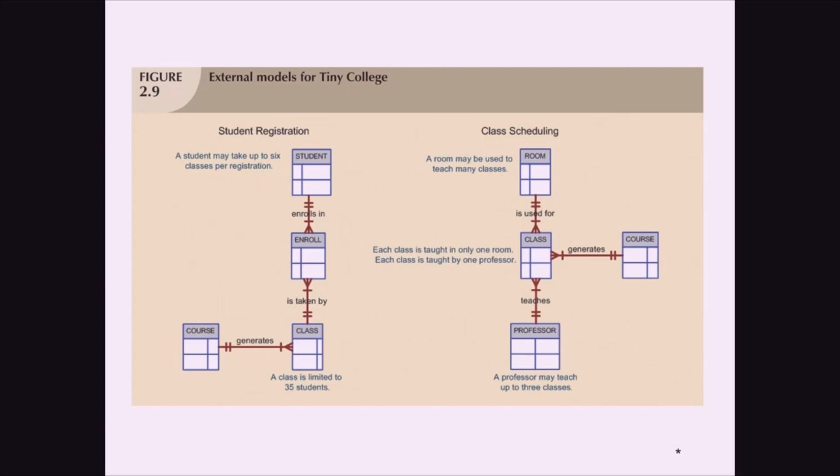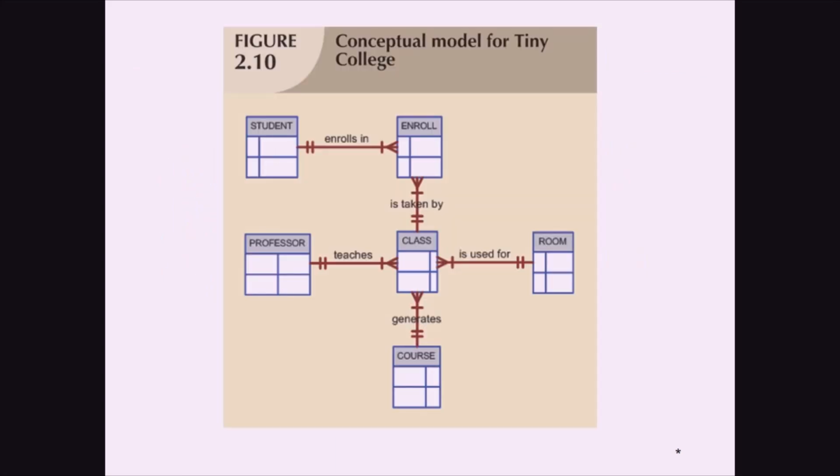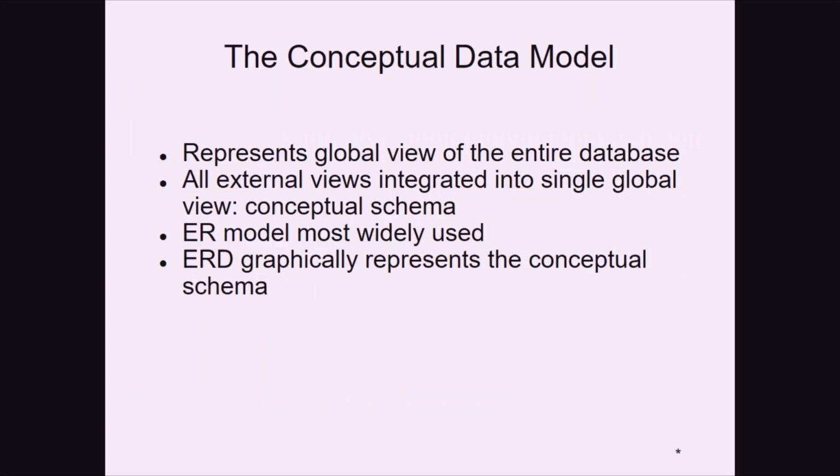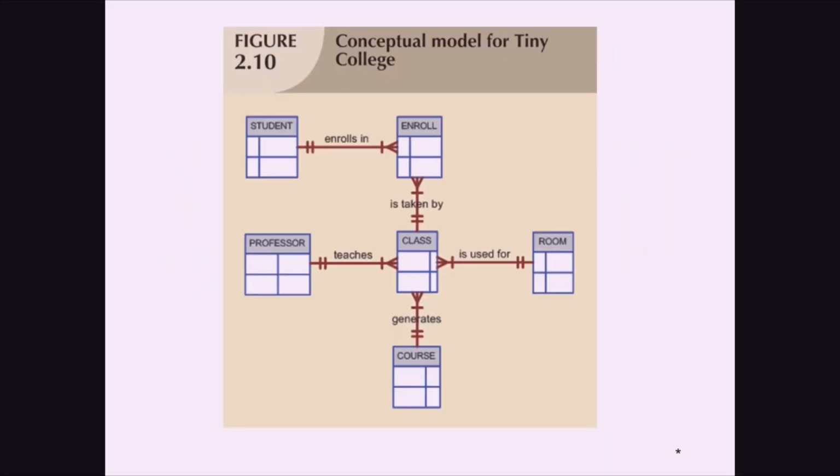Okay, so this is an example of the conceptual model. There is an entity, and then a relationship. And then maybe we can also merge those associations or connections from student registration to class scheduling into one. Okay, this is for Tiny College. And this one is a good example of a conceptual data model.